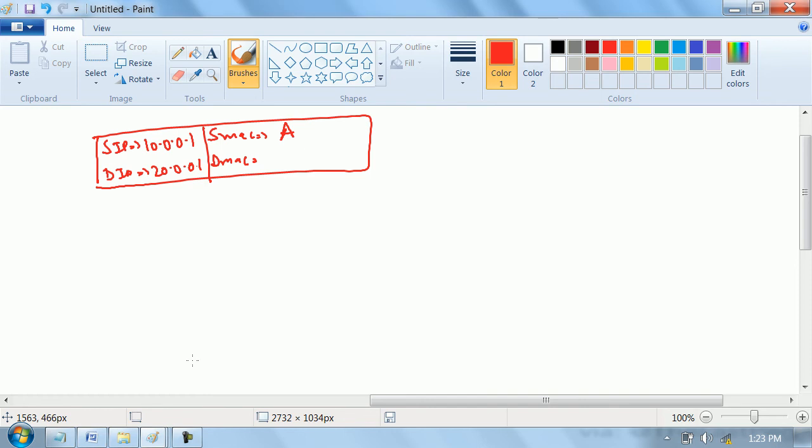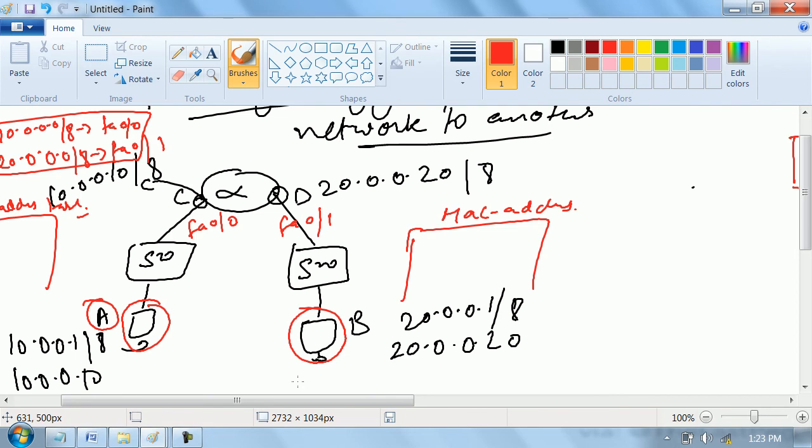It means if you think that I will generate an ARP from 10.0.0.1 to 20.0.0.1, then is this possible? No, it is not. Why not? Same network, yaar. See, ARP is a layer 2.5 protocol, and indirectly ARP is a layer 2 protocol. ARP cannot travel from one network to another network.